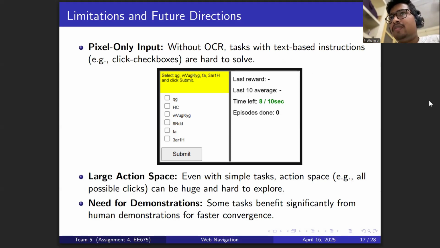Third, the dimensionality of the action space is another bottleneck. Even though we discretized it, the number of possible clicks is large. So this leads to sparse rewards and slow exploration. Finally, we see that some of the tasks usually benefit from human demonstration, which can lead to faster convergence.